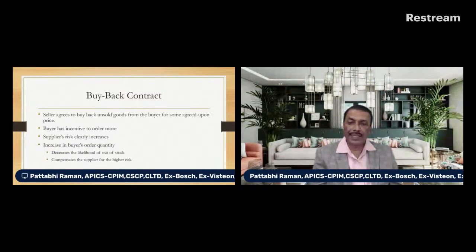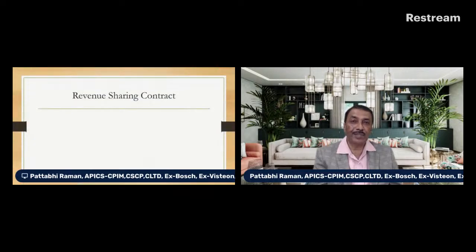But generally it increases the buyer's order quantity, and thereby decreases the likelihood of out of stock conditions, and compensates the supplier for higher risk in terms of better business. There is a second form of contract called revenue sharing contract. The buyer shares some of its revenue with the supplier in return for a discount on the wholesale price.